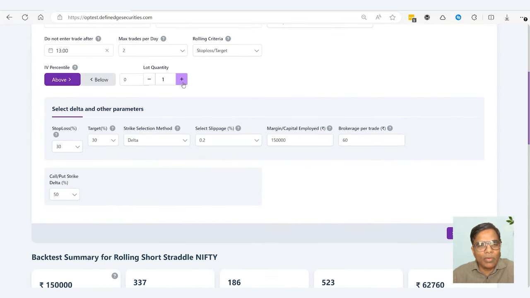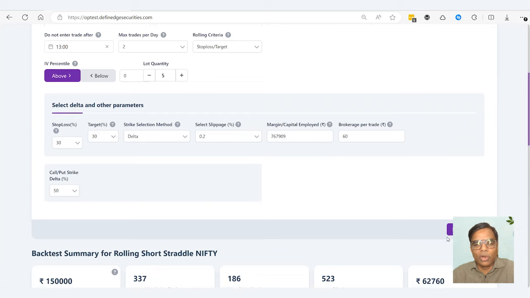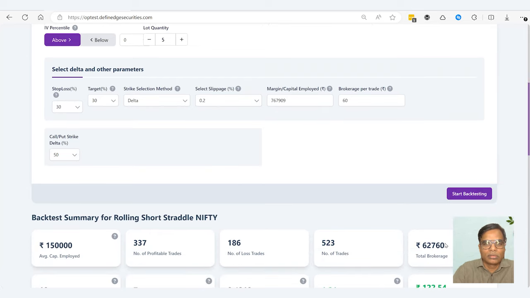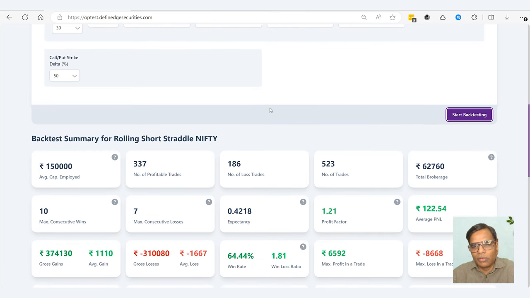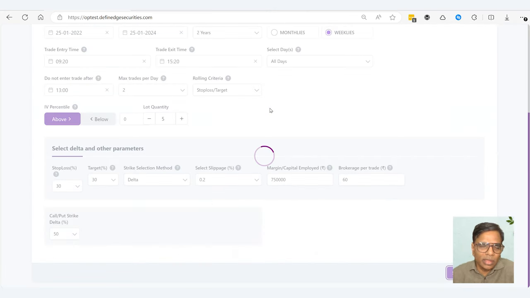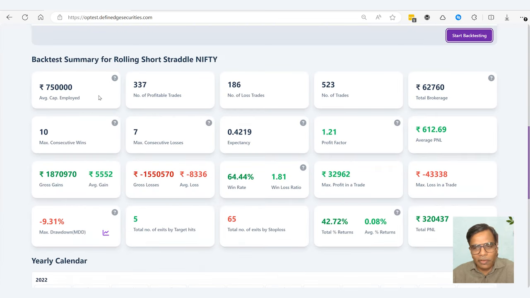So now let's say I want to increase the quantity. The brokerage is per order. So even if I increase my volume, my brokerage doesn't change, but my P&L will change and the margin requirement will also change. Now the same thing, we'll backtest and we'll see what happens. I believe that most of the result parameters will remain more or less the same. The only thing that will change is the brokerage part. Now here, it's 7.5 lakhs, so my P&L is 3.2 lakhs.